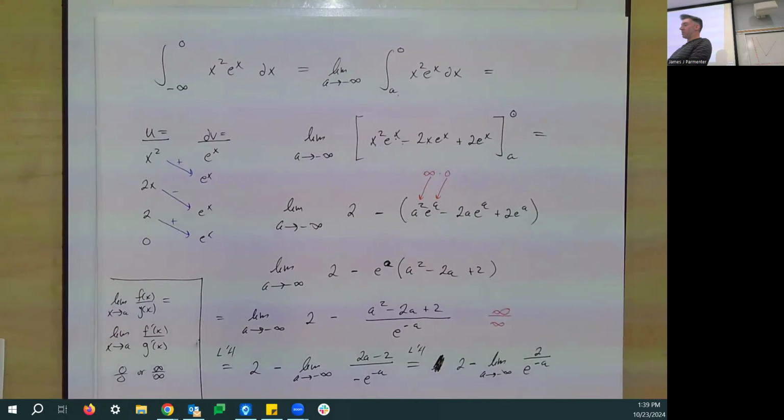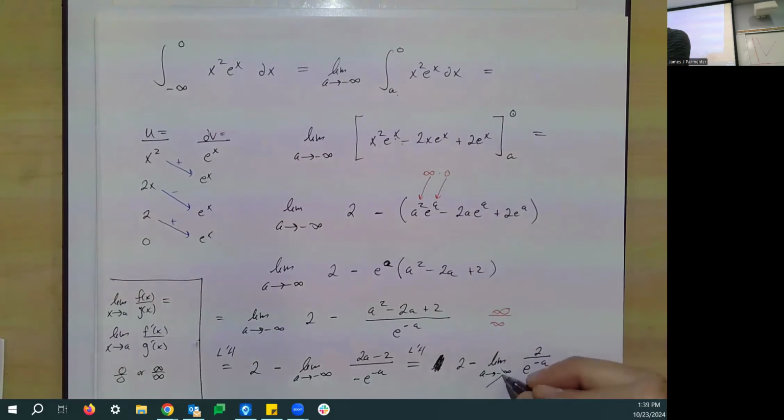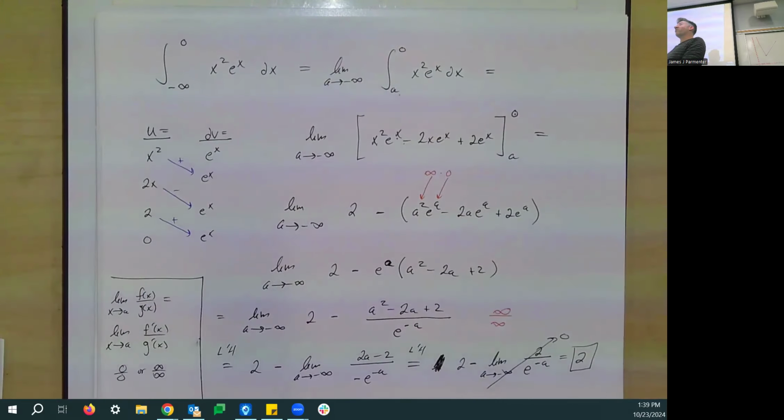And now you have something that's going to 2 over infinity, which is getting smaller and smaller and smaller. That's going to go to 0. So we get 2 minus 0, which is 2. So this integral converges to 2.